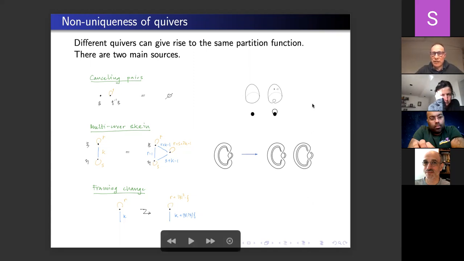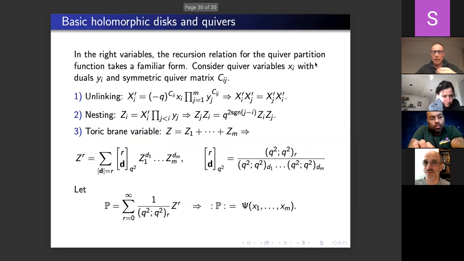Finally, there's also a framing change, which actually changes the partition function, but in a controlled way. So what we have right now is that for many knots, we can check we have a quiver. It's far from unique. We can generate very many quivers. So one would like to have some control of this.